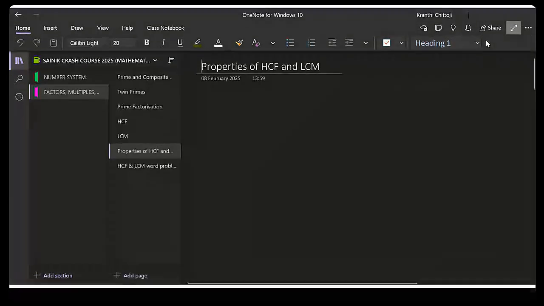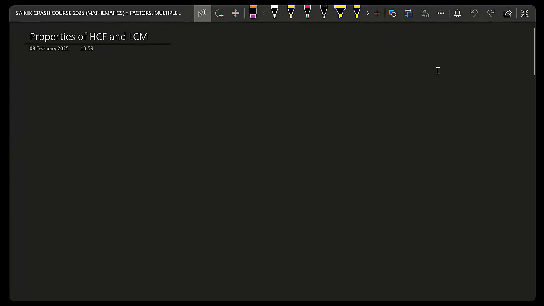Today we are going to start the properties of HCF and LCM. Yesterday we discussed the methods to find HCF and LCM, and today we are going to discuss their properties. The first property is: for any two numbers or more than two numbers, HCF is always a factor of LCM. Let's take the example 4 and 6.